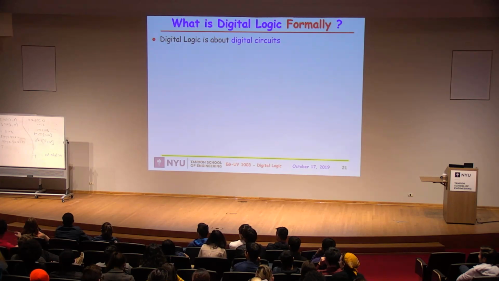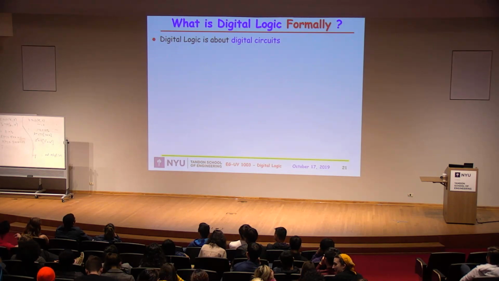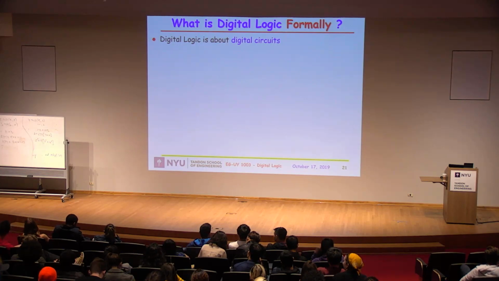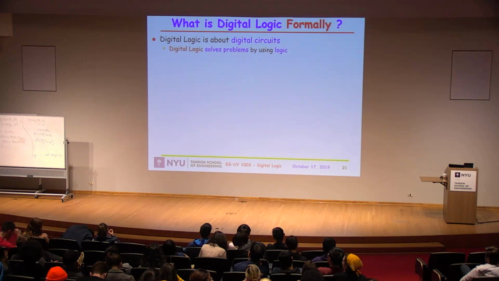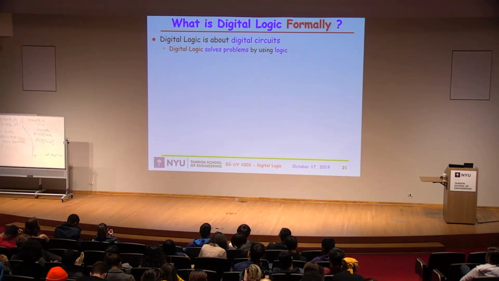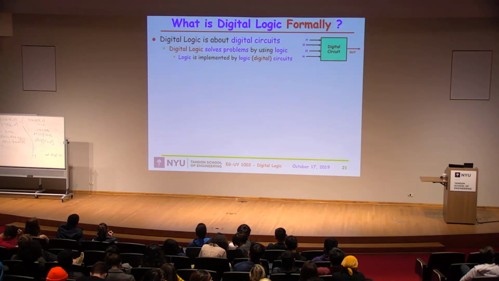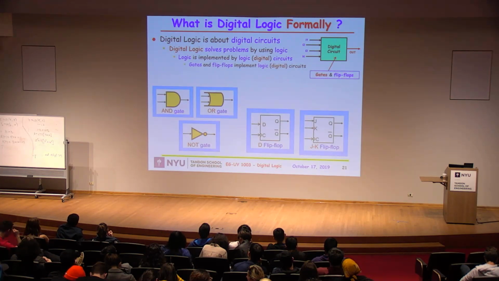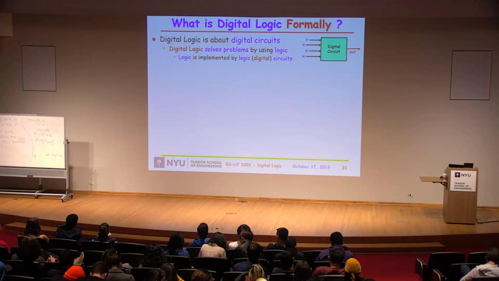Let's continue. So this is about your lab next week. So let's be serious a bit. The second slide said digital logic is about digital circuits, right? Meaning digital hardware. So digital logic solves problems by using logic. That's why we have the word logic. The logic that you have there is implemented by logic circuits or digital circuits. So here, this digital circuit has 4 inputs and 1 output and solves a problem logically.